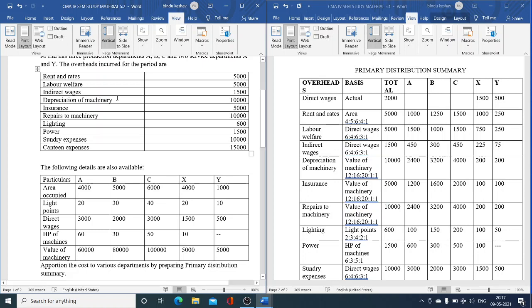The next item is depreciation of machinery. Depreciation of machinery is based on the value of machinery. Now, how do we find the ratio? Here you can see 60,000, 80,000, 1 lakh, 5,000 and 5,000. Now this can be simplified. How can we simplify it? 60, 80, 100, 5, 5. It can be further simplified by dividing all these items by 5. So we get it as 12:16:20:1:1.